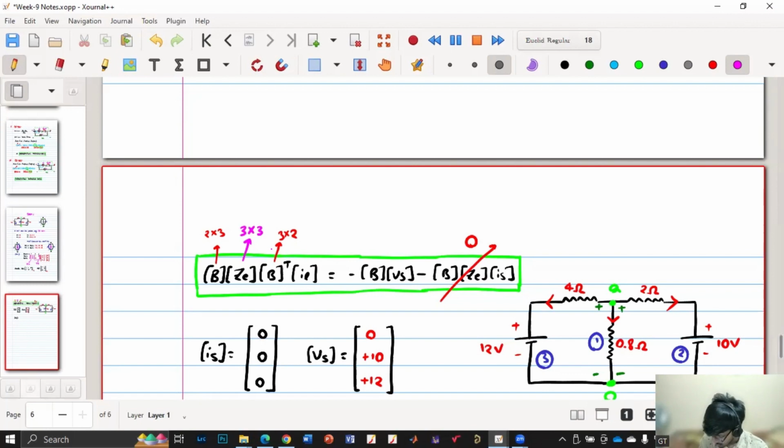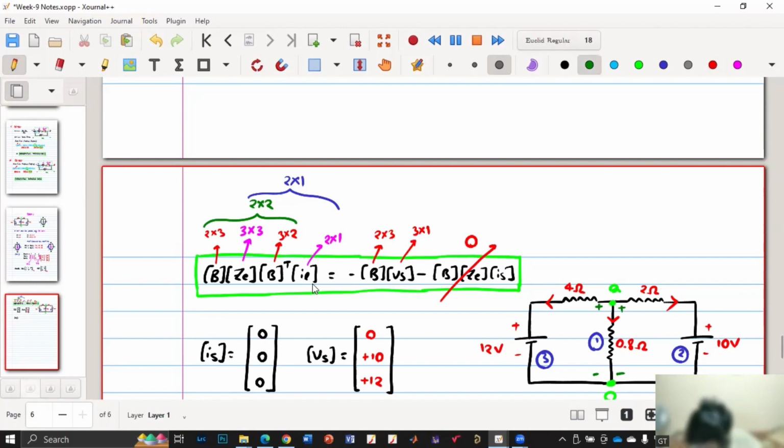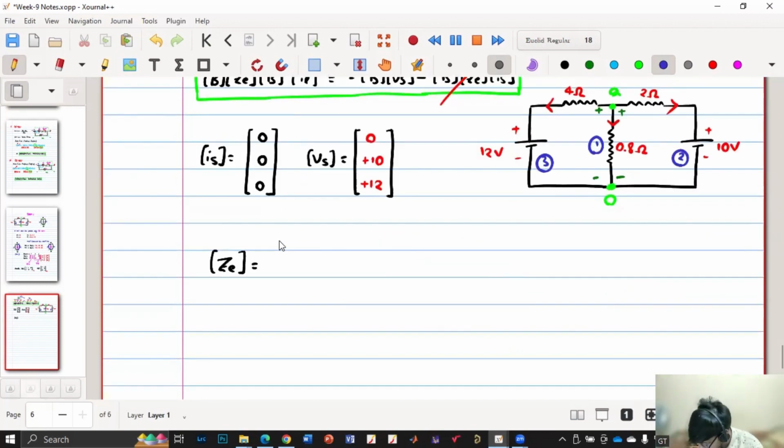So if it is 3 cross 3, then these two can be multiplied, these two can be multiplied, and overall it will be 2 cross 2. And IL is 2 cross 1, right? So if I multiply all these things, I will get 2 cross 2, and then if I multiply 2 cross 2 with 2 cross 1, I will get 2 cross 1. Similarly, on the RHS side, B is 2 cross 3, VS is 3 cross 1, and if I multiply these two, I'll get 2 cross 1. So the sizes of LHS and RHS should be the same. So my ZE matrix is 3 cross 3, instead of 3 cross 1.